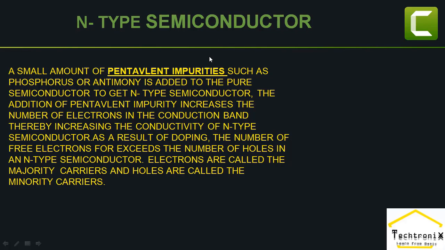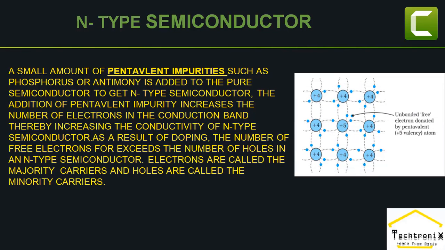So let us take a picture of n-type semiconductor for better understanding. Here you can see a pentavalent atom is doped with the intrinsic semiconductor or pure semiconductor. Do remember this point very carefully: in the case of n-type semiconductor, the intrinsic semiconductor is doped with pentavalent impurity.